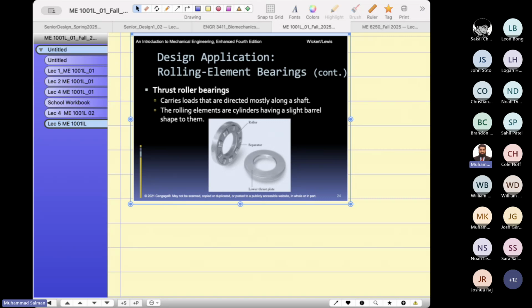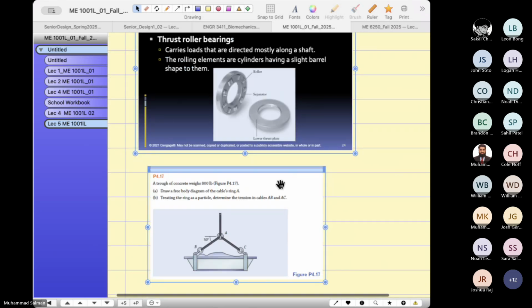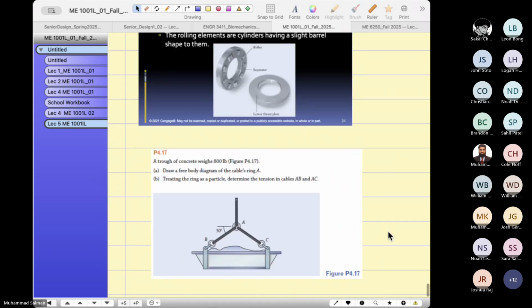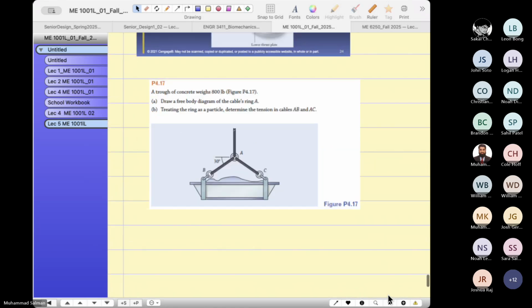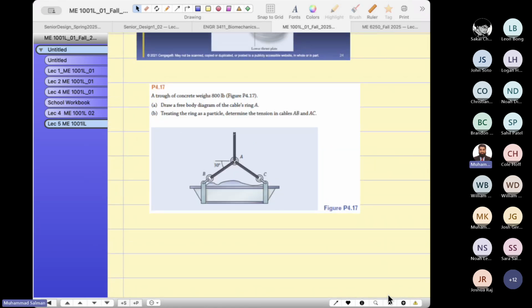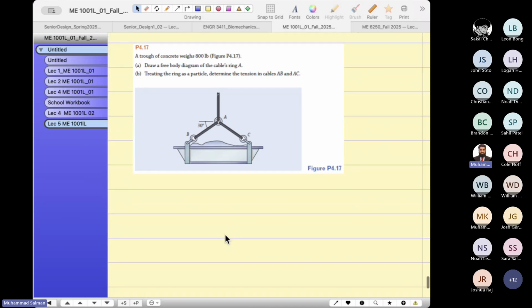Okay, let's do the last question before you leave. Let's do question number 17, which is our last question. A trough of concrete weighs about 800 pounds. Let's make it 600 pounds, okay? 600.